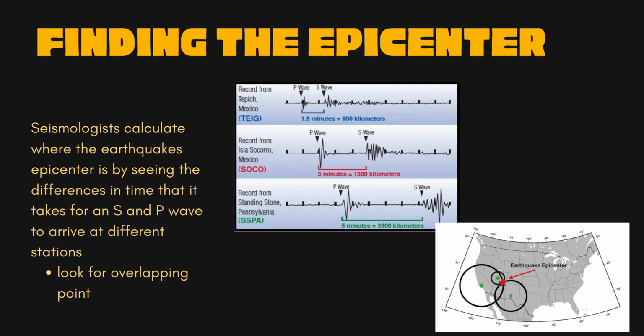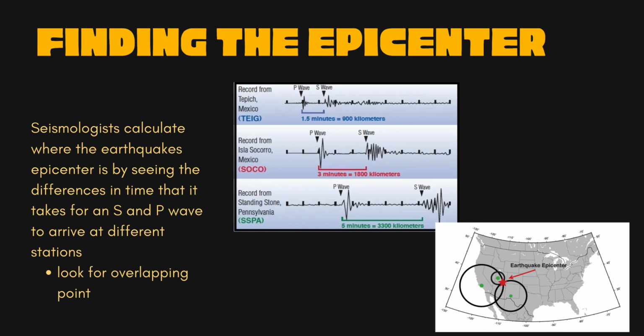Finding the epicenter, or where the earthquake happened. Seismologists calculate where the earthquake's epicenter is by seeing the differences in time that it takes for an S and P wave to arrive at different stations. So, looking at this picture right here, you can see for this second one, it's Socorro in Mexico, that from the P wave to when the S wave arrived there, it was 3 minutes, which means it was 1,800 kilometers between the two of them.